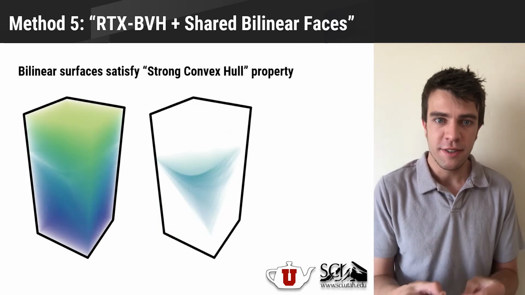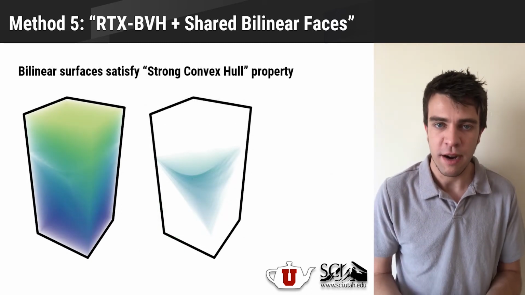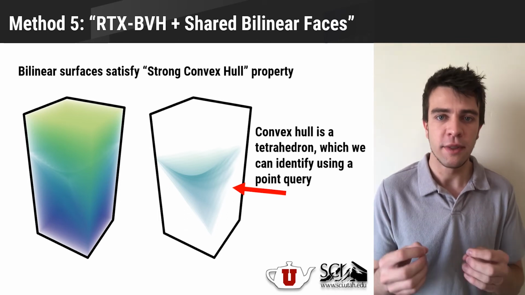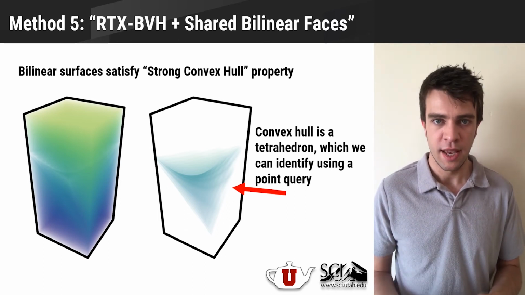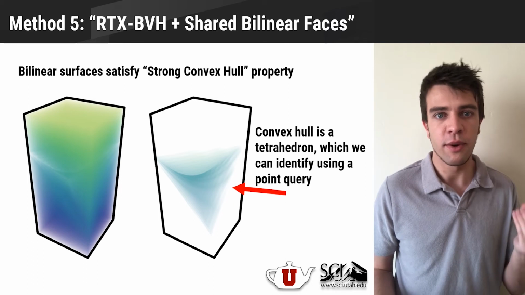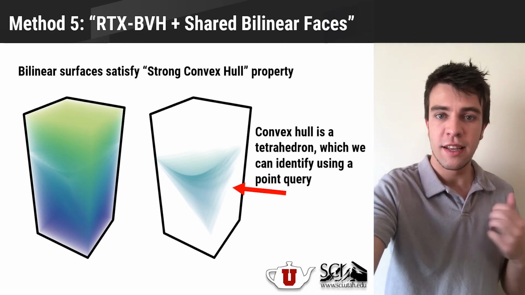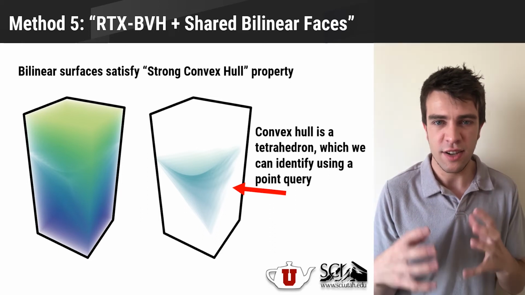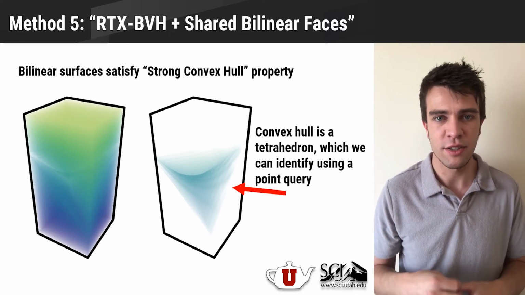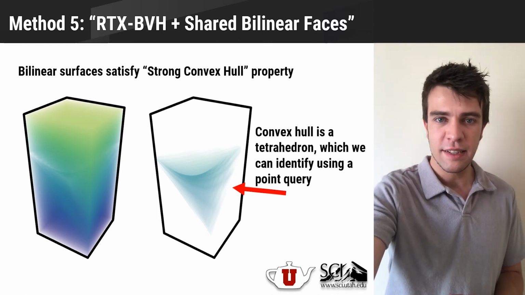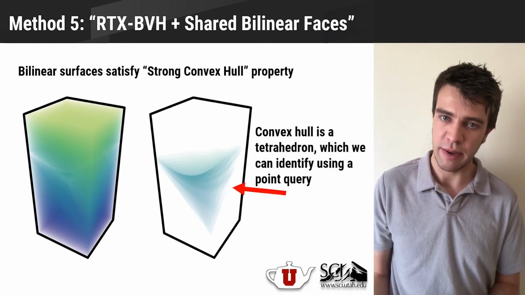Fortunately, bilinear surfaces satisfy the strong convex hull property, which guarantees that each bilinear surface is entirely contained within the convex hull of its control points. We can use this property to identify when a problematic point location case occurs, and then finally, the thing that we can recognize is that these convex hulls for these bilinear surfaces are tetrahedra. We already demonstrated that we can identify if a tetrahedron contains our query point.